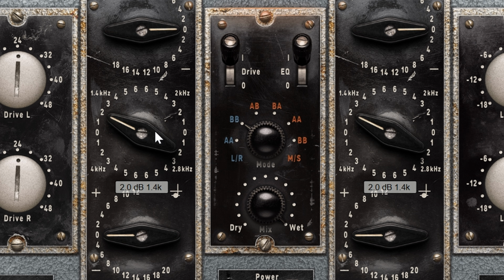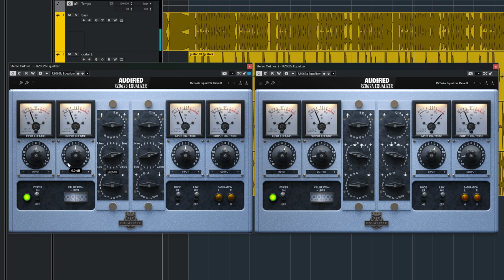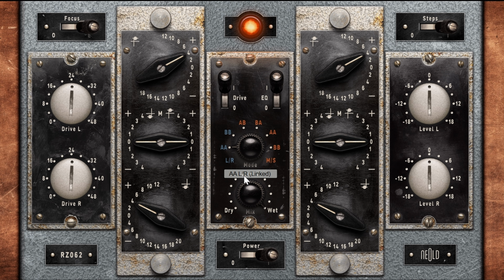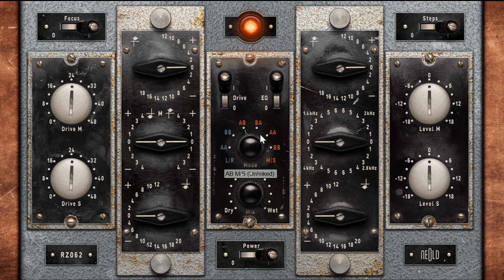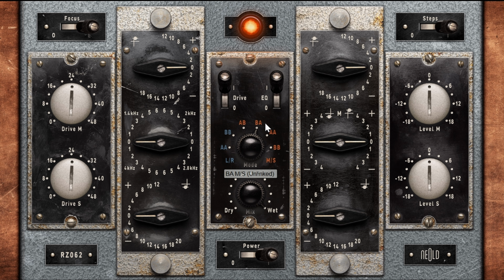Now both plugins do emulate these two versions, but how they approach the A and B versions is very different. AUDIFIED gives you two plugins. One is the A version, the other is the B. NEOLD went for an all-in-one type of plugin. You switch between the A and B versions by using this mode selector, and you can switch between which version you use per channel. This is more flexible and faster.